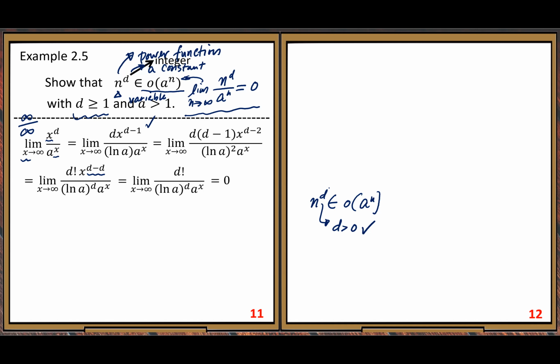And d could be very large, right? It's a constant number. Can we make the constant number fixed? Very large, right? All right. Then let's look at the a. For a, we only require it is greater than 1. Other than that, no other requirement. Okay? All right. So based on this result, then I make my homework questions.